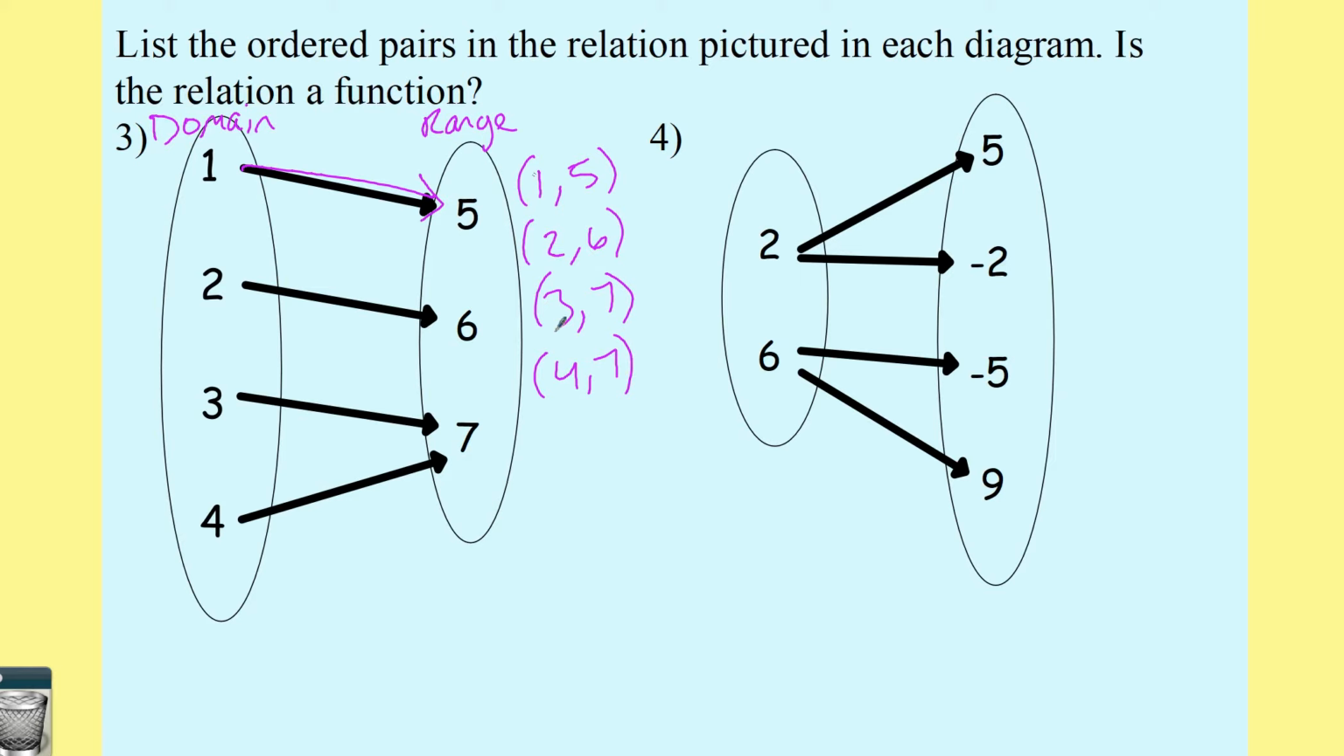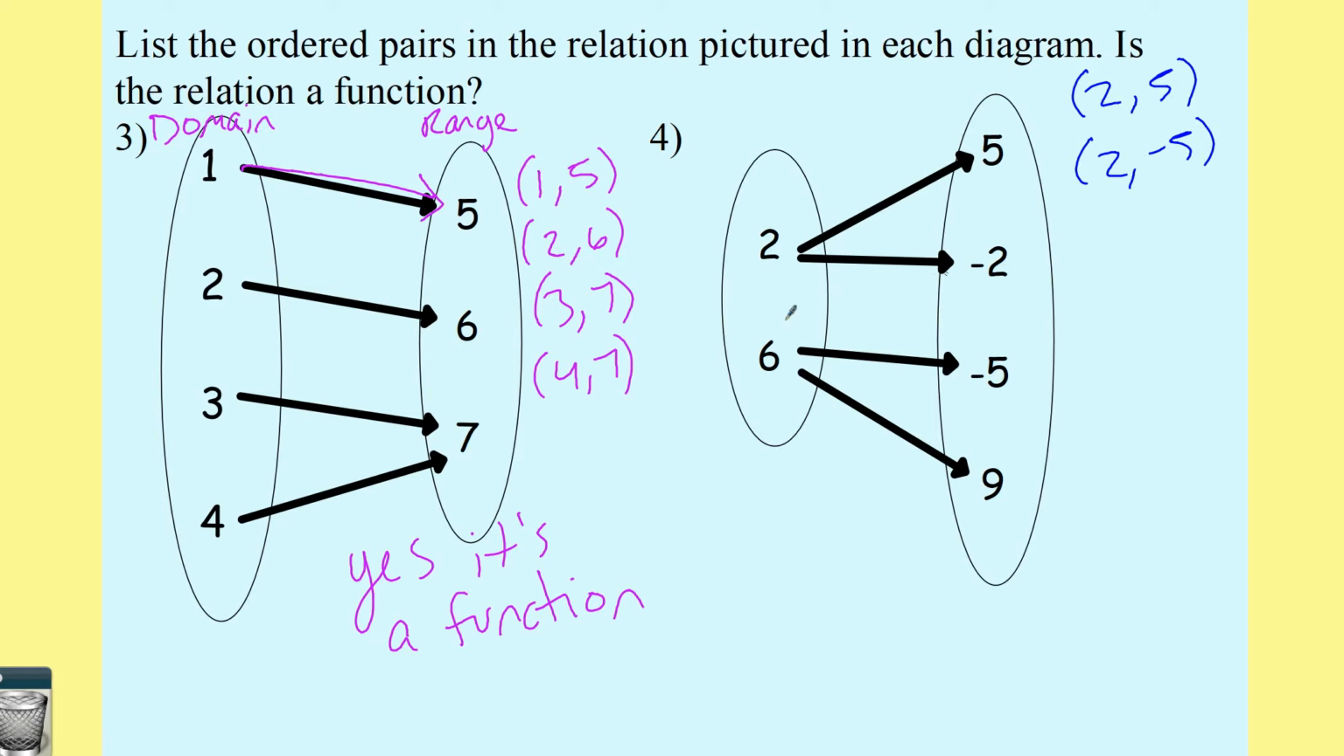So we look at our points. We can see that the x's do not repeat, so yes, it's a function. Number 4, we map these out. We go from 2 to 5. Here we go from 2 to negative 2. We're following each arrow. There are only 4 points in each of these because there are 4 arrows. If I had another arrow, that would make a 5th point. So understand each arrow is a point. Here we look at our x values. We can see that the x's do repeat, so no, it's not a function.